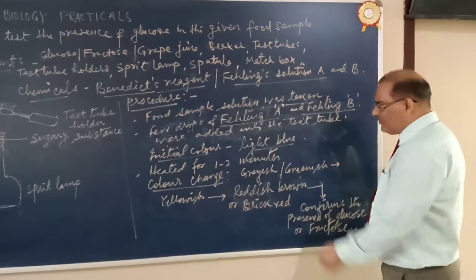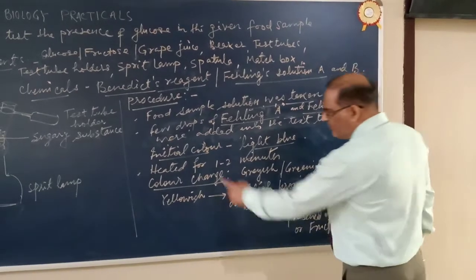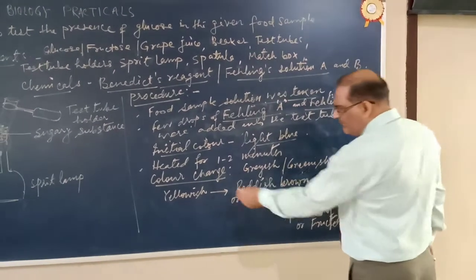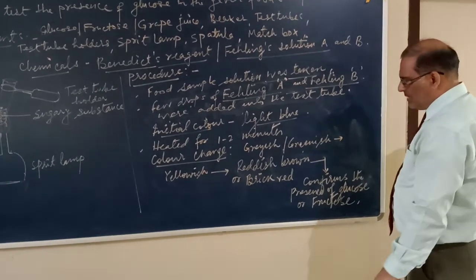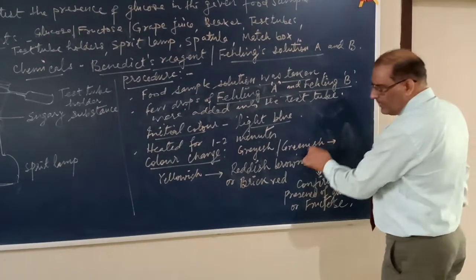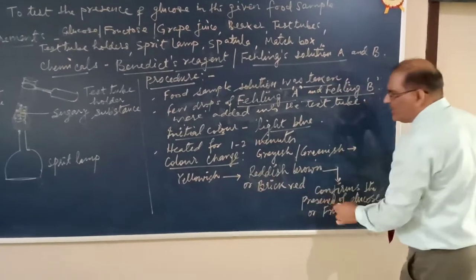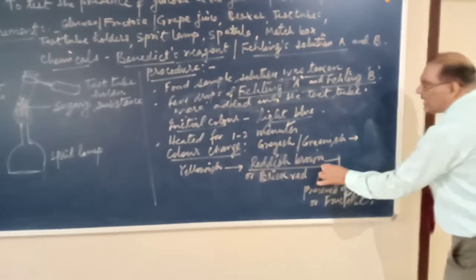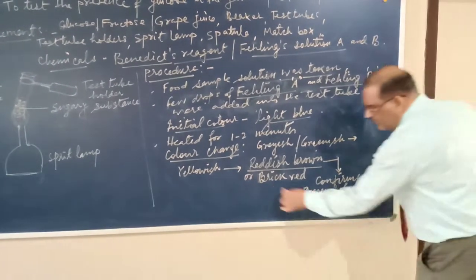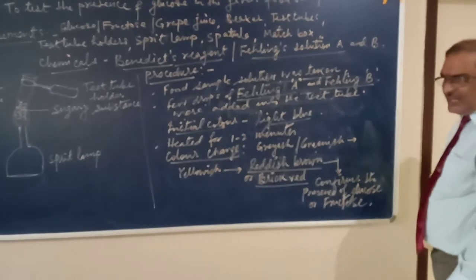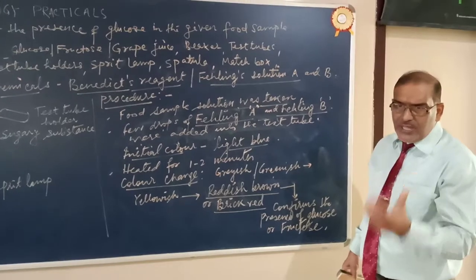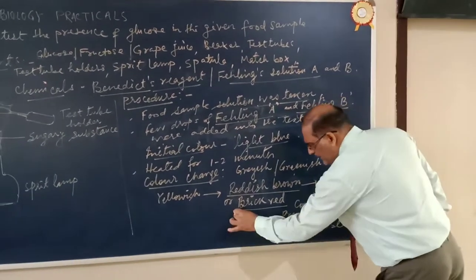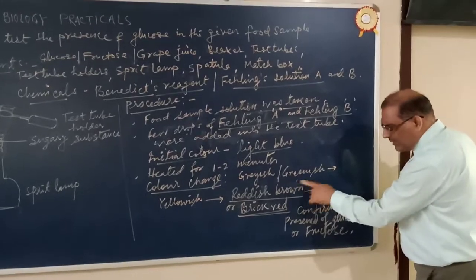Again, the initial color was light blue. Heated for 1 to 2 minutes. After heating for 1 to 2 minutes, there is a gradual change in the color: grayish or greenish, yellowish, then finally it becomes reddish brown or brick color. You might have seen the color of a brick. Brick color or reddish brown color you will get.